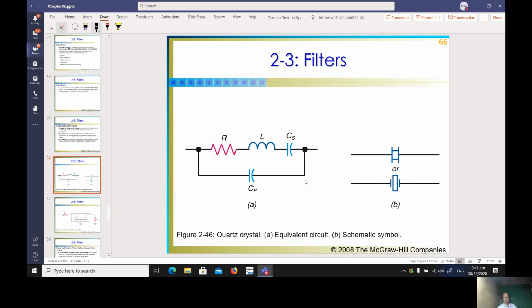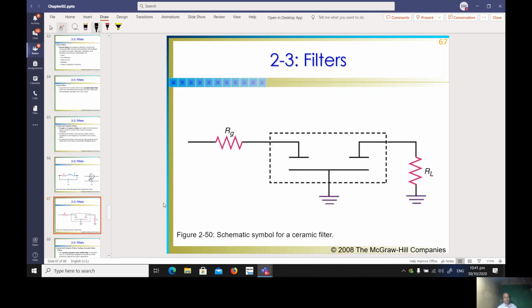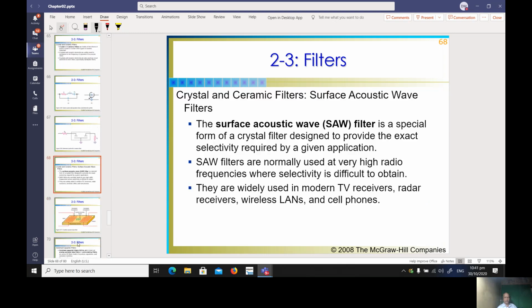Now, this is a quartz signal. This is the symbol of the crystal oscillator. Other standards differ here, but usually the crystal oscillator looks like this. This is a ceramic type filter. You can just Google the applications of ceramic and the different types of filters.